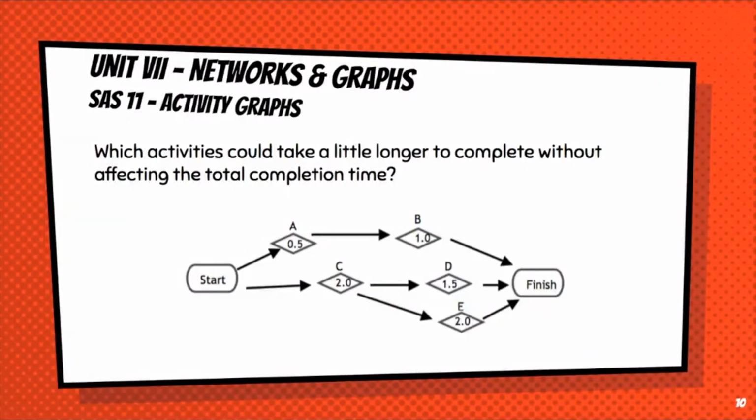All right, which activities could take a little longer to complete without affecting the total completion time? Now, it seems like it's a tricky question, but it's not. So if C and E take 4 hours to complete, that means C and D only takes 3.5 hours. D could take an extra half hour and still get completed the same time CE does. Consequently, A and B, which only take an hour and a half, could actually be postponed, or it will be done 2.5 hours before CE is done. So we could take a little longer.